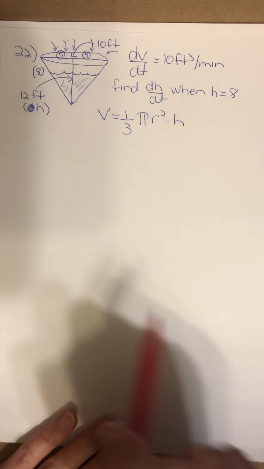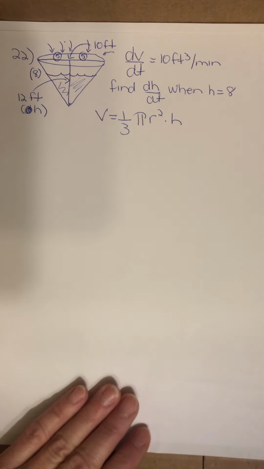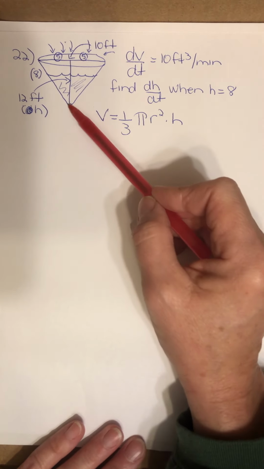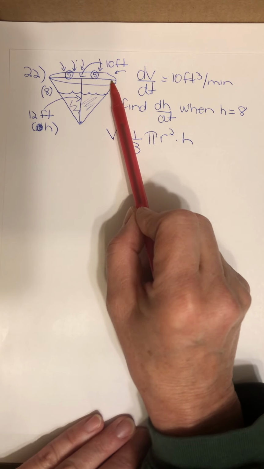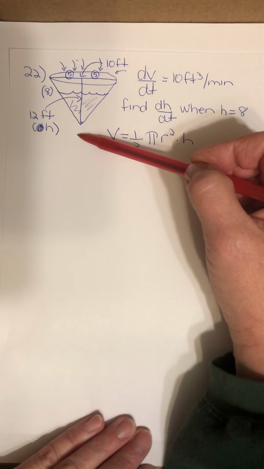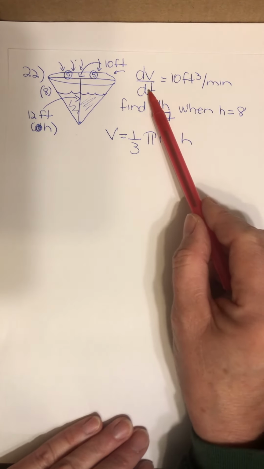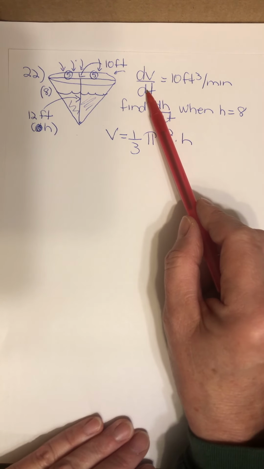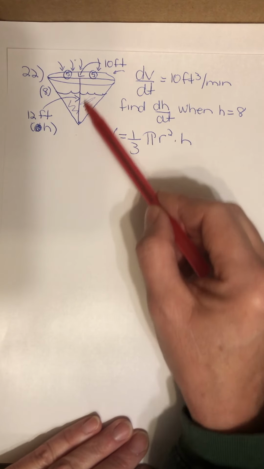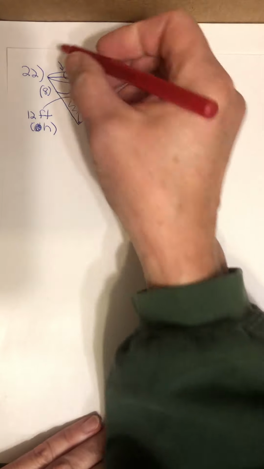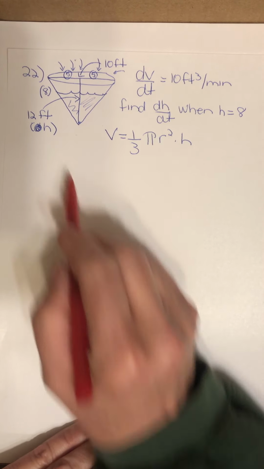Next, number 22, still working on a cone. Here we go, one more cone. Notice that they said that water is coming into a conical tank that is facing with the vertex downward. They said that the whole cone is 10 feet across, meaning the radius is 5, and that the total height is 12, right? And so they said water is coming into the tank at a rate of 10 cubic feet per minute, and they want us to find dh/dt, that would be the height, when the height equals 8. So notice I made a water level of 8 here.